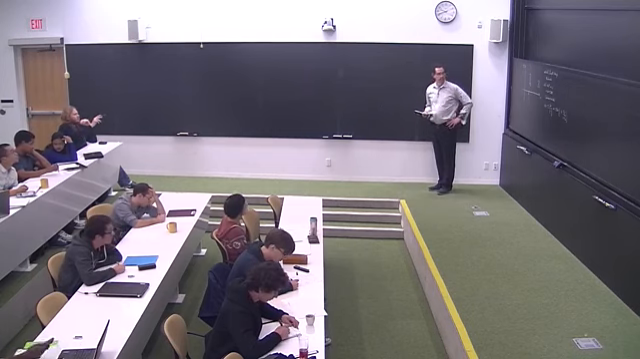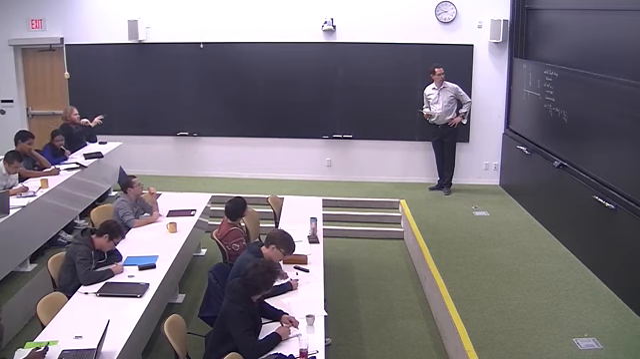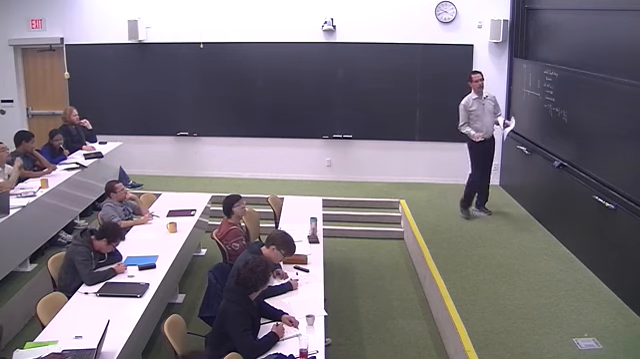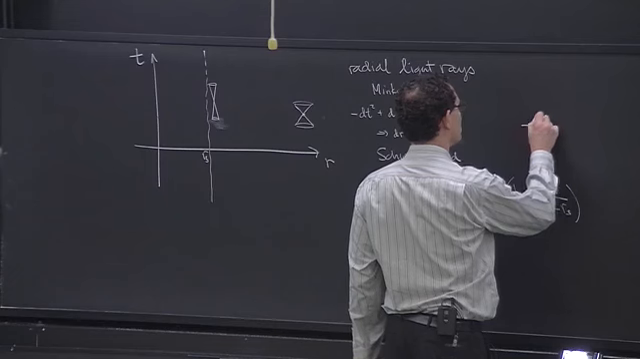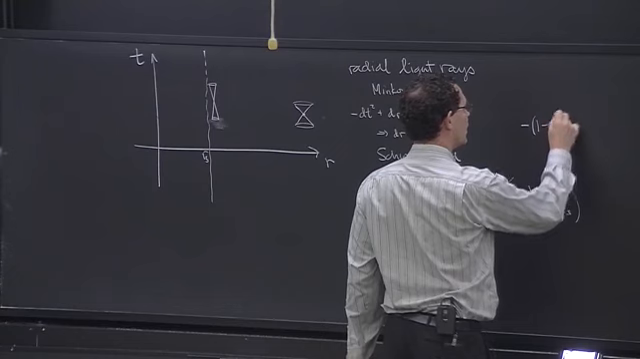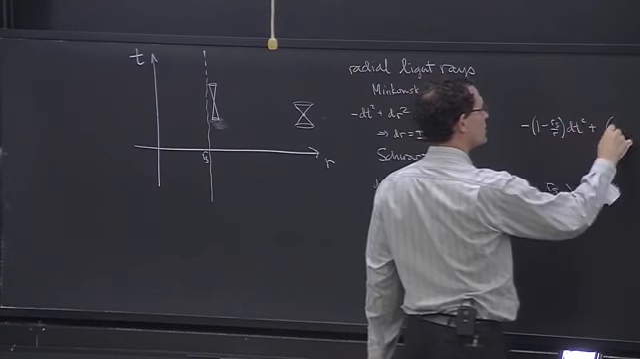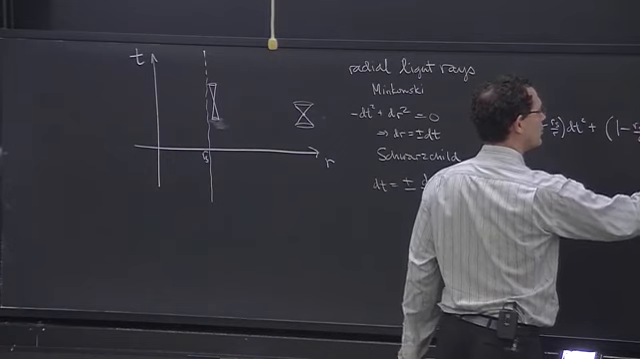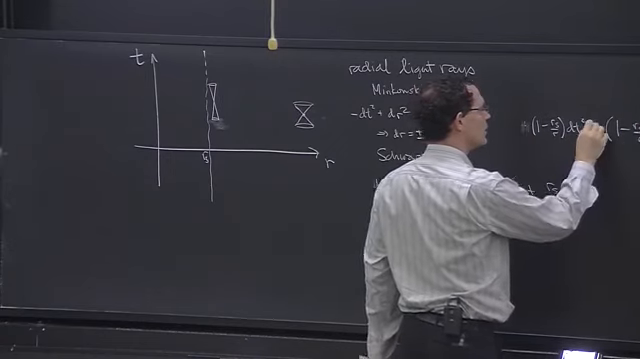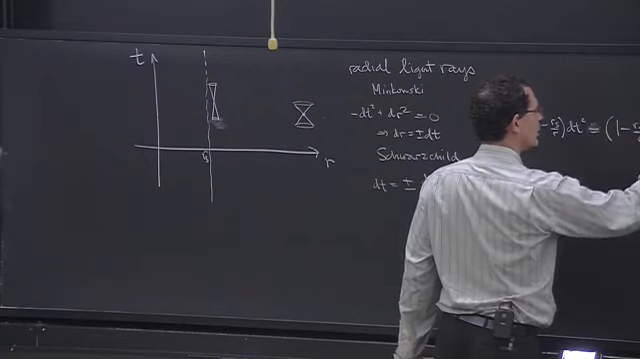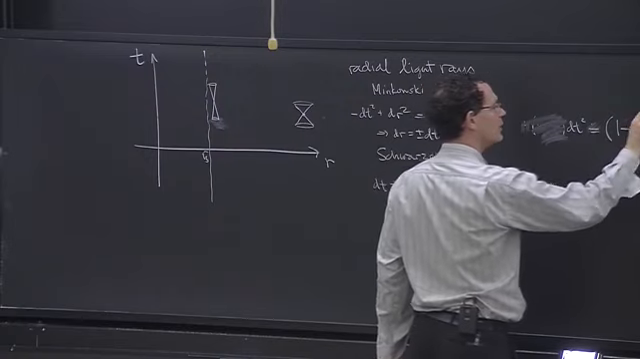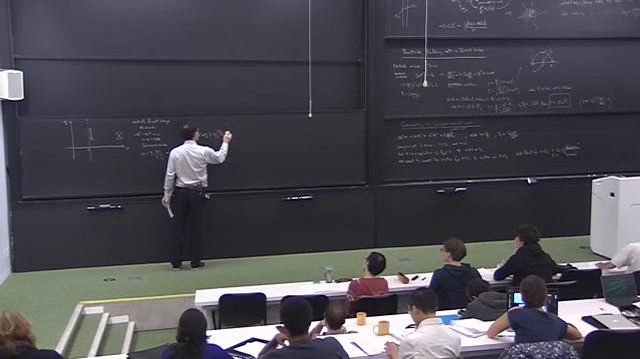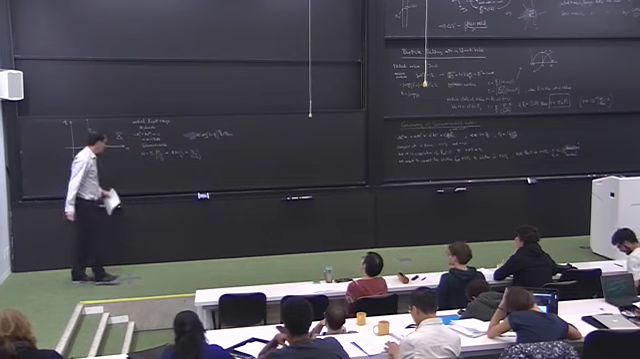No, sorry, I did two steps at once. So I've got minus 1 minus Rs over r dt squared, plus 1 minus Rs over r inverse dr squared equals 0. So I can set this equal to that. And then I divide by this. And I take a square root. That becomes a 1. OK? All right, no problem.